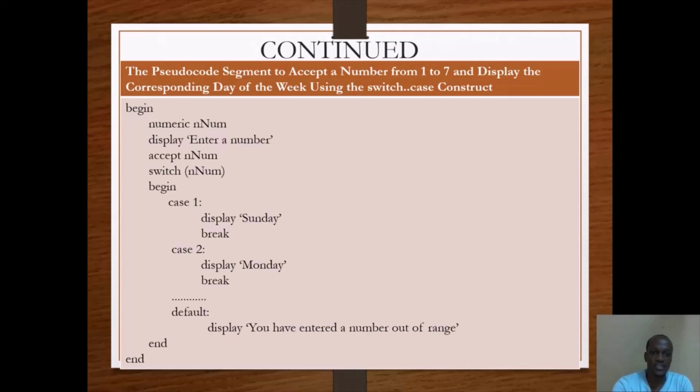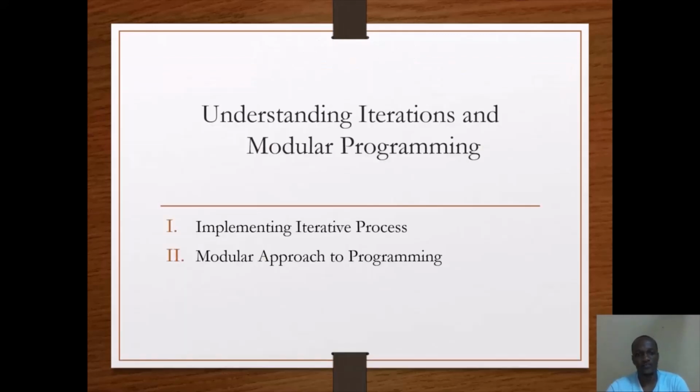Inside the switch case, we have our condition. The condition, or the variable, is num1. The cases you see over here are the various conditions. If case 1 is true, that means if num1 is equal to 1, then you are to display Sunday. Or if num1 is equal to 2, you are to display Monday. So this is an example of switch case pseudocode, a switch case construct.